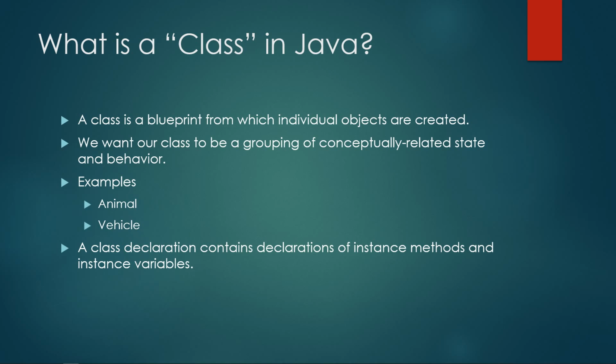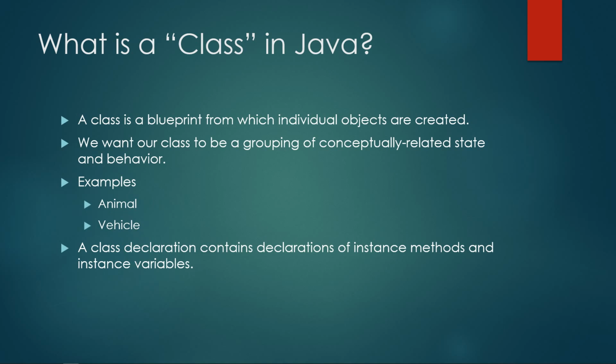A class declaration contains declarations of instance methods and instance variables. We will be taking a look at these instance methods and variables in the next few slides. So before I move on to the next slide, let me explain the examples a little bit more.